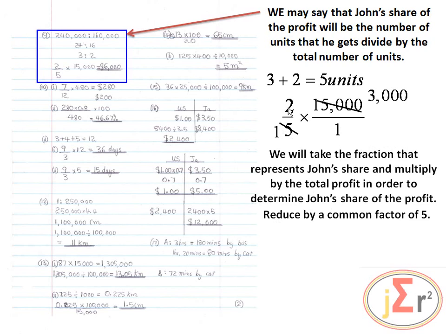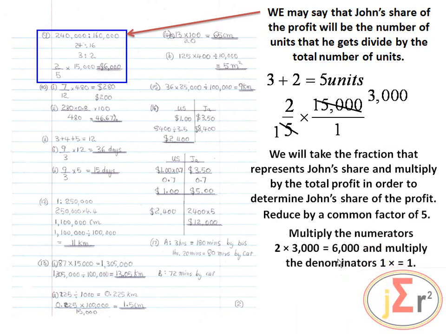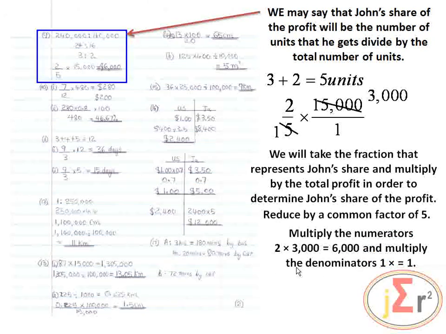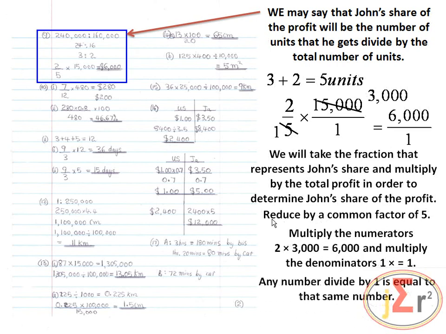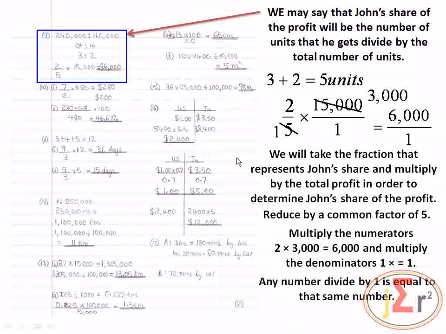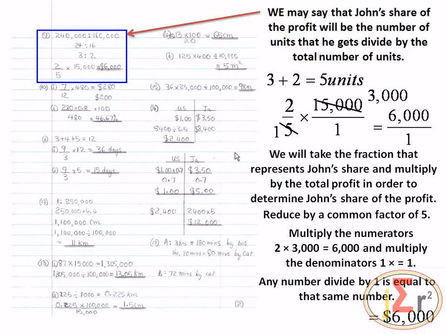Then we have 2 times 3,000. Multiply the numerators. 2 times 3,000 will give 6,000, and multiply the denominators. 1 multiplied by 1 is equal to 1. So 6,000 divided by 1, and any number divided by 1 is equal to that same number. So the answer is $6,000.